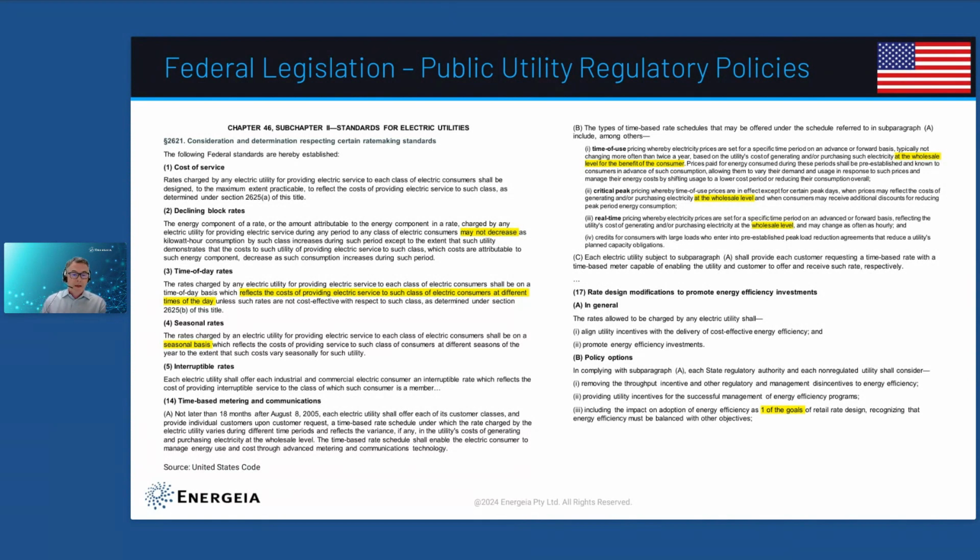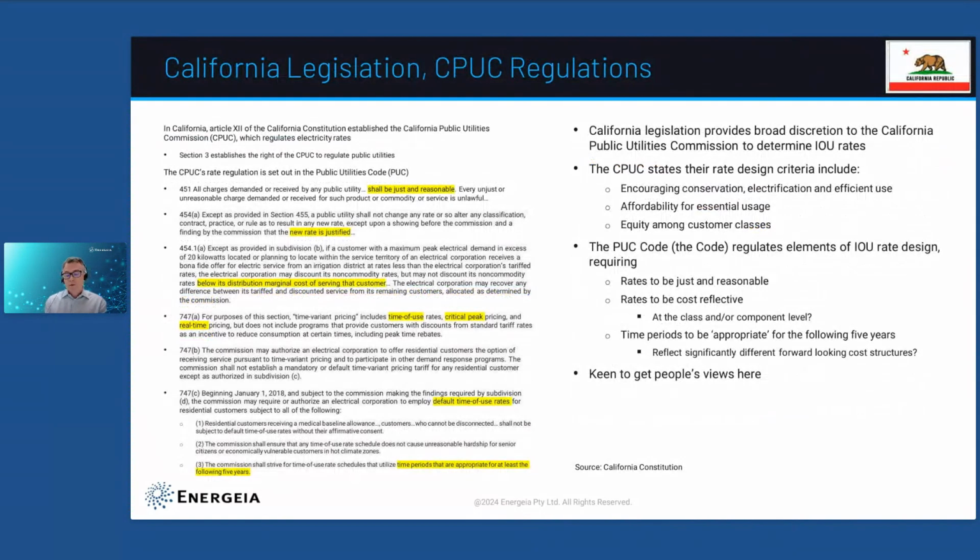So turning to California, the rules for investor-owned utilities are really set out under the state, I think the state constitution actually, that enables the CPUC to govern rates. The CPUC states that their rate design criteria includes encouraging conservation, electrification, and efficient use, affordability, and equity. The code itself is very high level, and we've called out a couple of key elements of that.